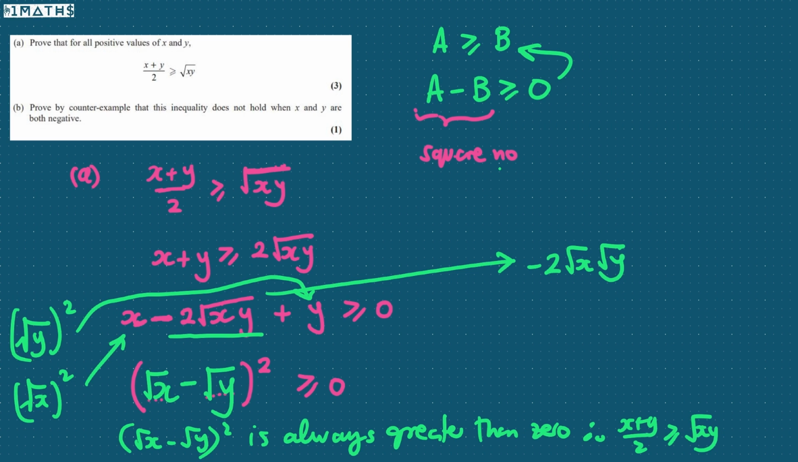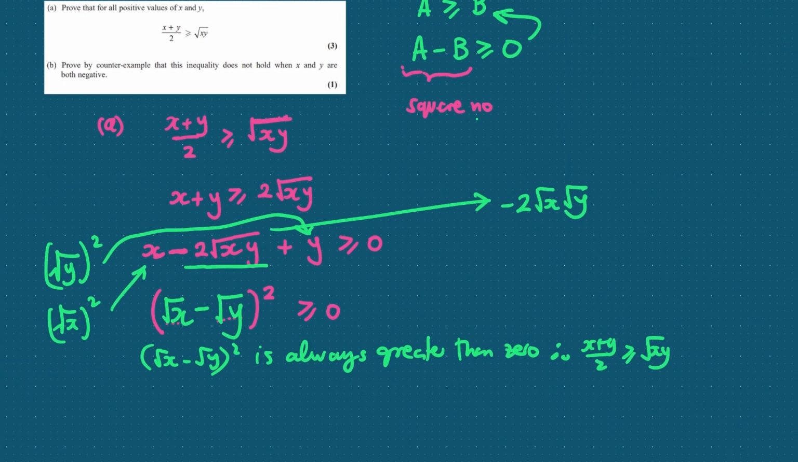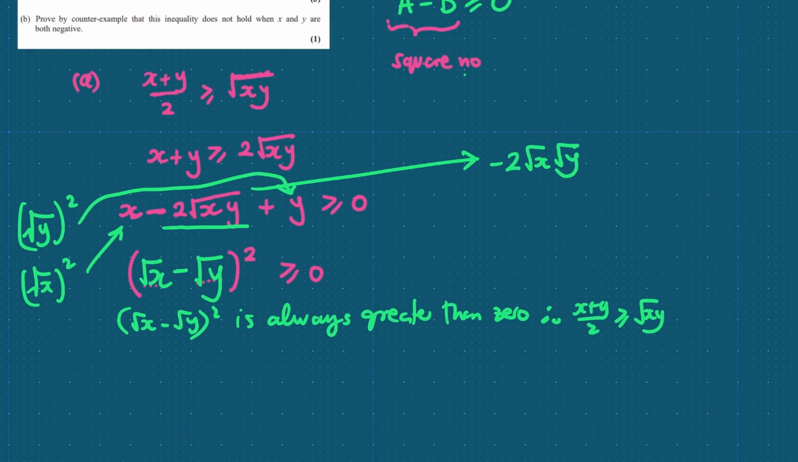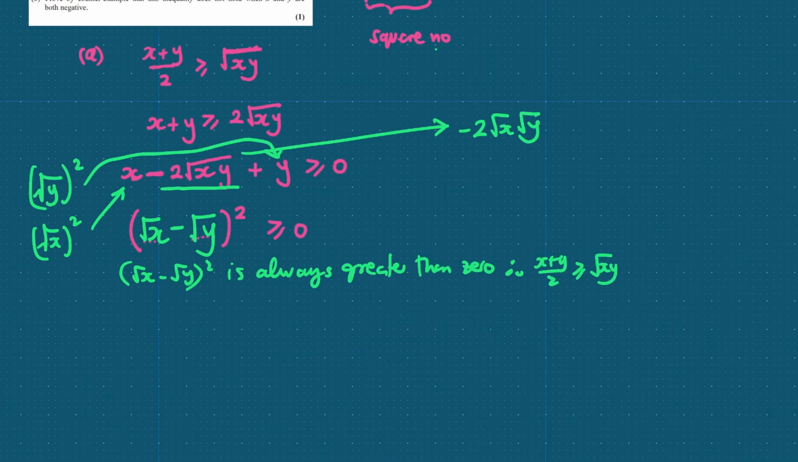So, final part of this question, part B. Prove by counterexample that this inequality does not hold when x and y are both negative. So let's have a look at this. For a counterexample, I just need one example that doesn't work. So let's say x is -1 and y is equal to -2.